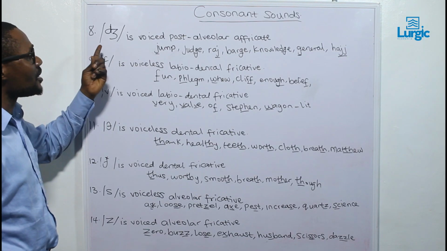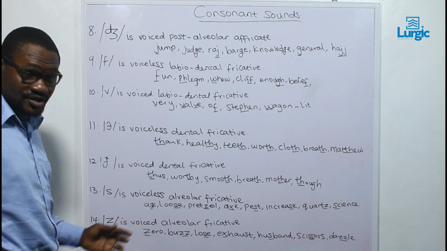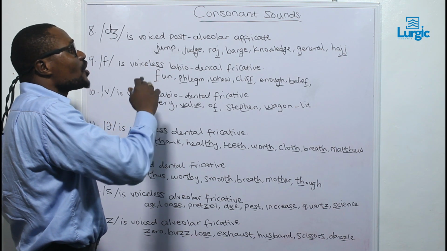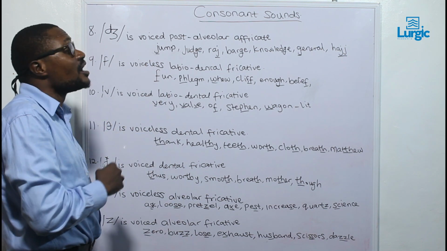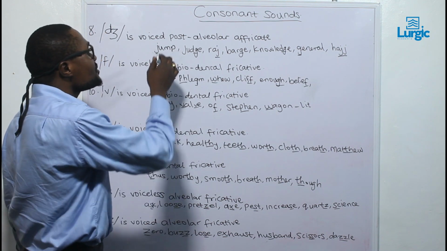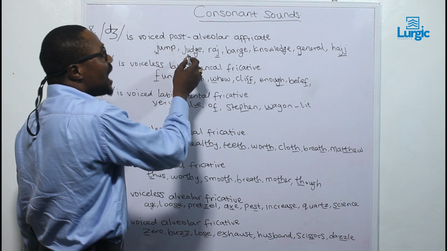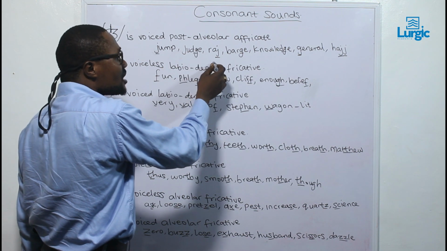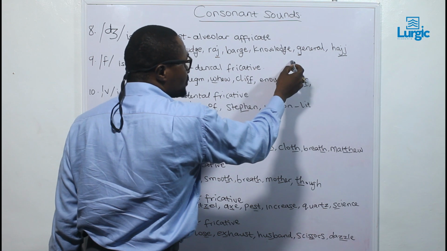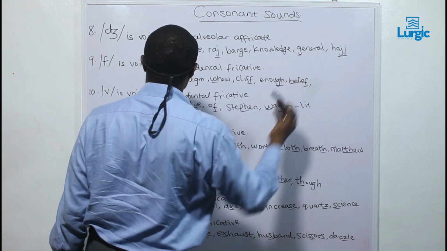Next we have J, like in J, your song sign. So J is a voiced post-alveolar fricative, meaning palato-alveolar also. Now, as in the word jump, judge, Raj, badge, knowledge, general, arch.